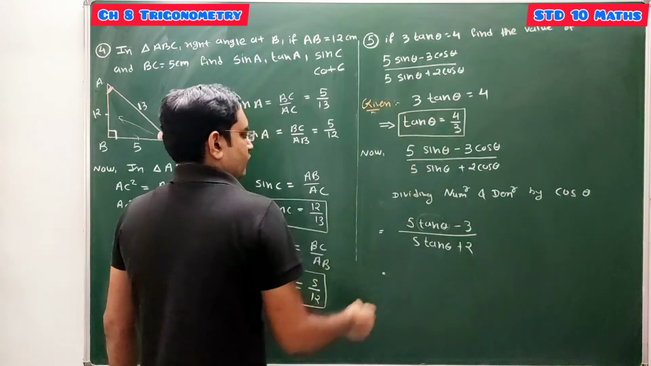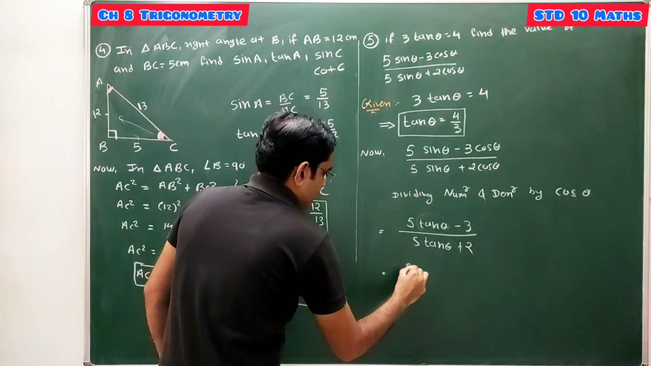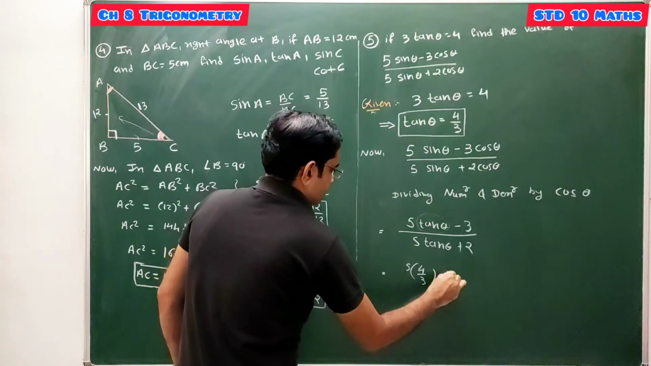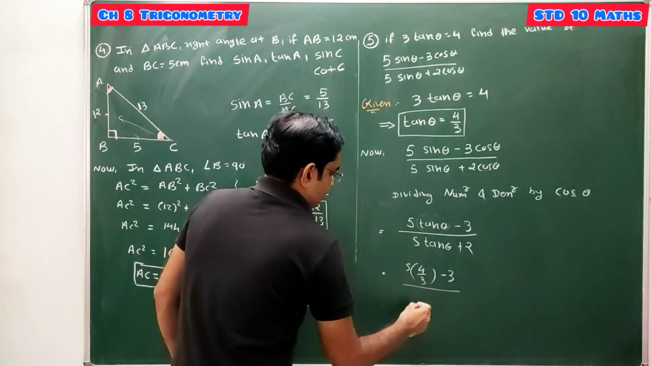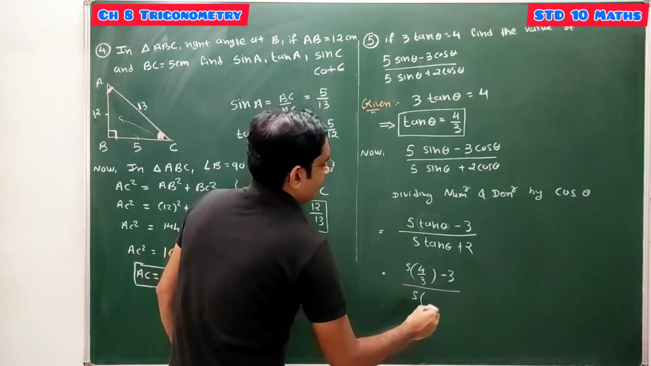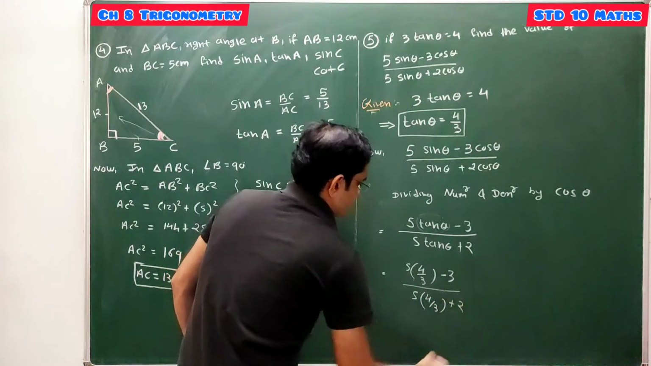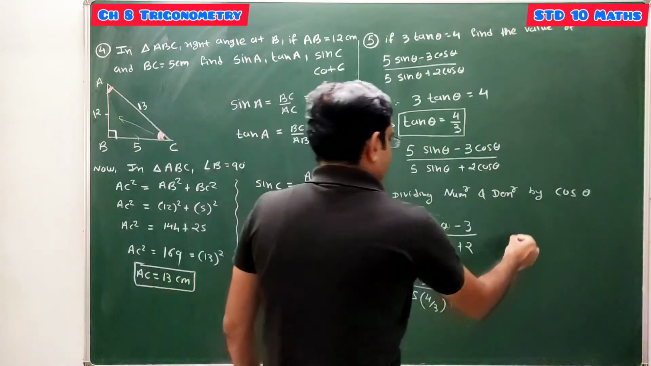So value of tan theta is given, which is 4/3. Put that value over here. So it's a 5 into 4/3 minus 3 upon 5 into 4/3 plus 2. Simplify this.